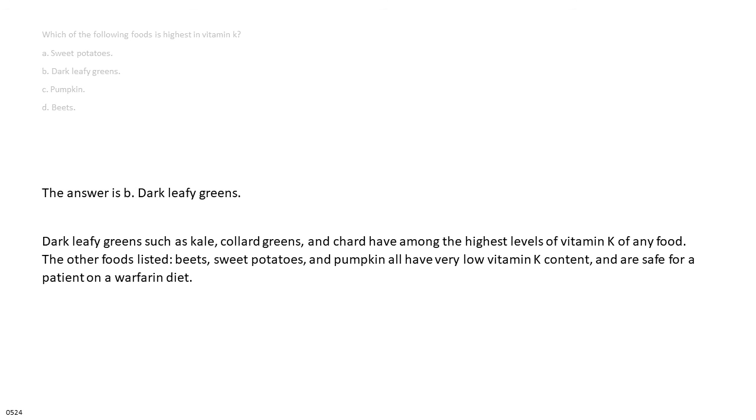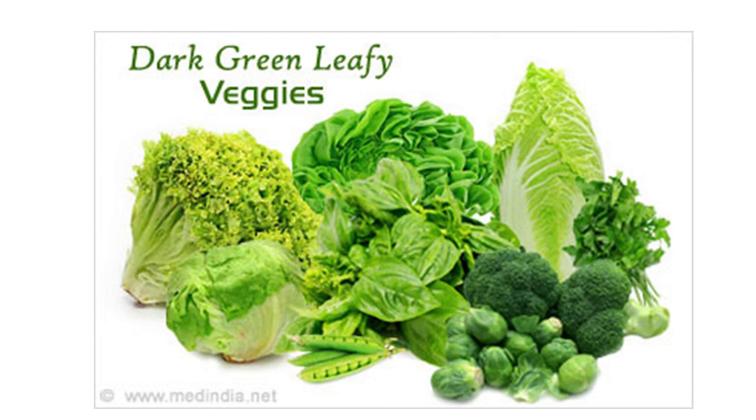The answer is B. Dark leafy greens. Dark leafy greens such as kale, collard greens, and chard have among the highest levels of vitamin K of any food. The other foods listed, beets, sweet potatoes, and pumpkin all have very low vitamin K content, and are safe for a patient on a warfarin diet.